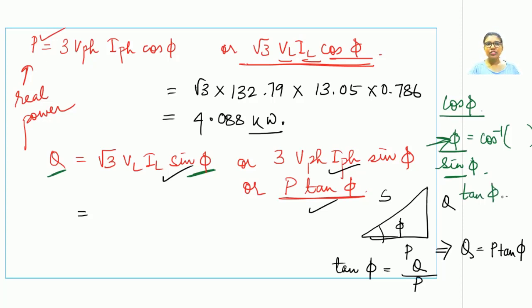So my objective of saying this is, we have to eventually figure out the value of phi because that is not known to us. So you can either go for sin phi or you can go for tan phi. So going with this expression P tan phi, the value of P is 4.088 into 10 raised to the power 3 because it is in kilowatts, into tan of phi.